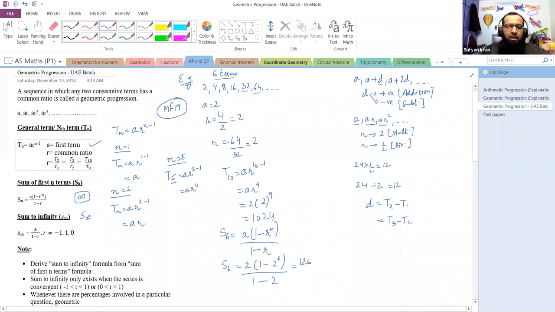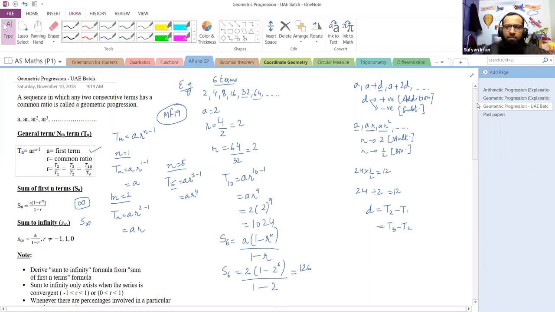So if you have to find the sum to infinity, then the formula that we follow is A upon 1 minus R. Now, how this formula is derived is none of our business. But of course, it has been derived using the sum of n terms formula. I'll definitely be telling that as well. But what is the concept behind sum to infinity is something that needs to be understood, right? This is very important because sum to infinity only exists for a convergent geometric series.